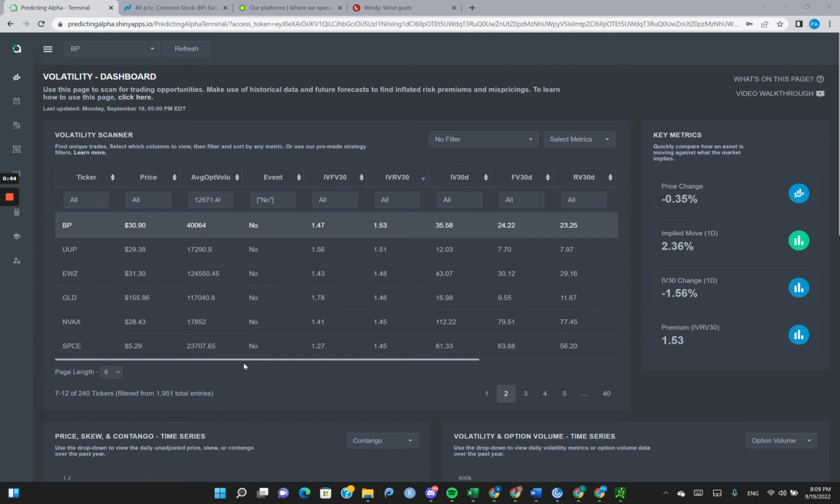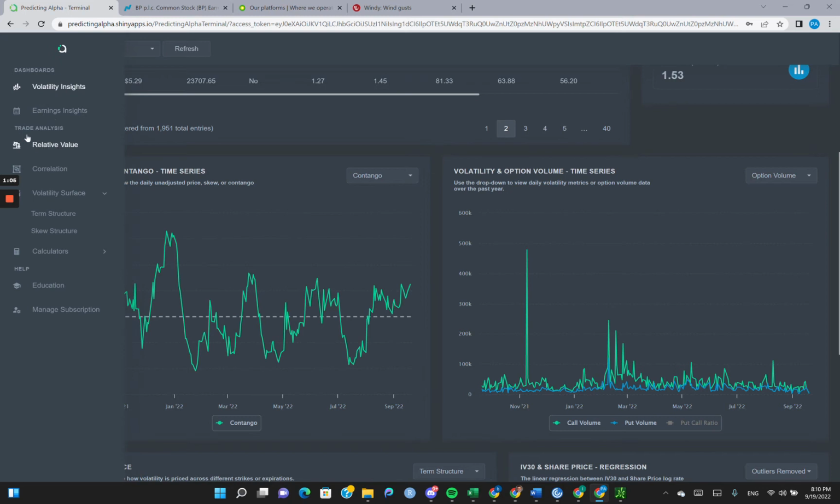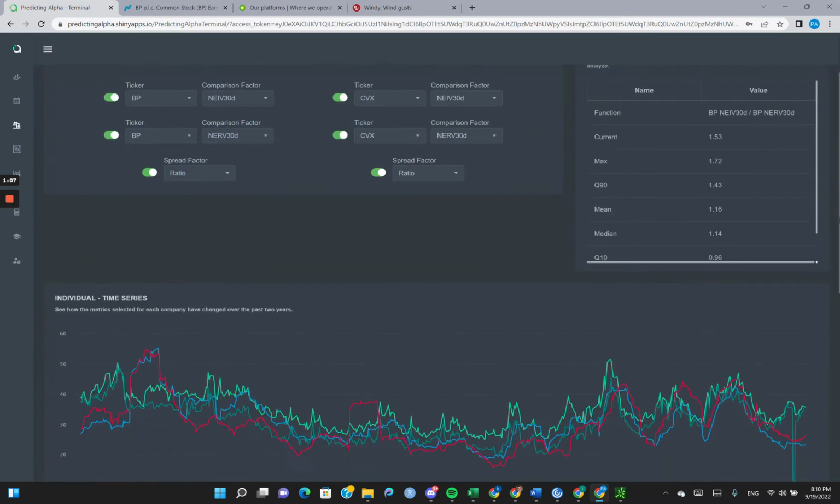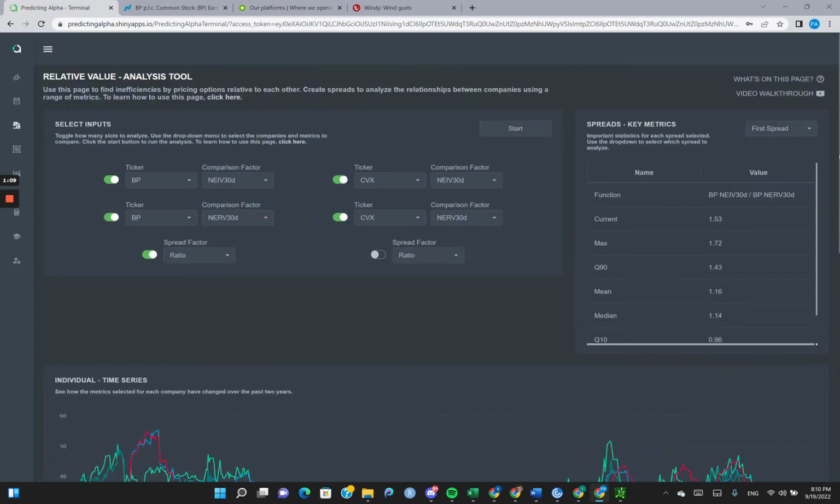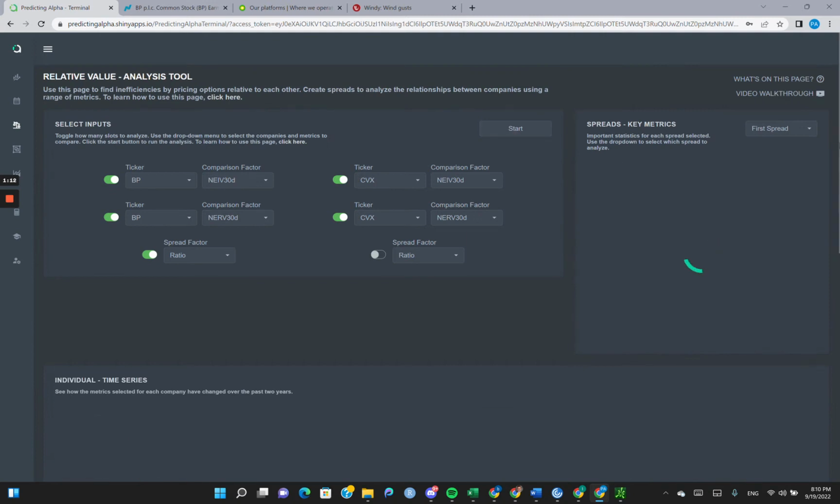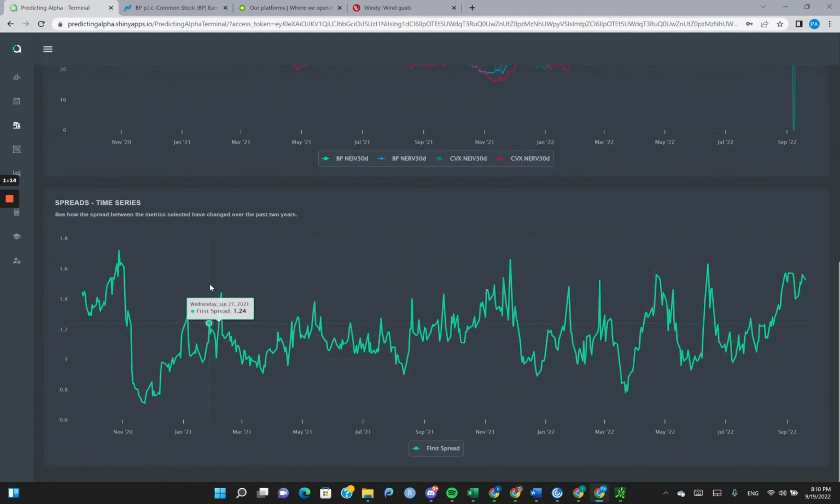Just going over the numbers real quick, we have an IV30 versus FV30 of 1.47, an implied volatility versus realized volatility for 30 days at 1.53. Implied volatility for the next 30 days is at 35.6, and a forecast volatility of around 24.2. When we use the relative value tab, we can really see this. If we just turn this one off real quick and run that, if we come down here, we can see this is pretty expensive, right?